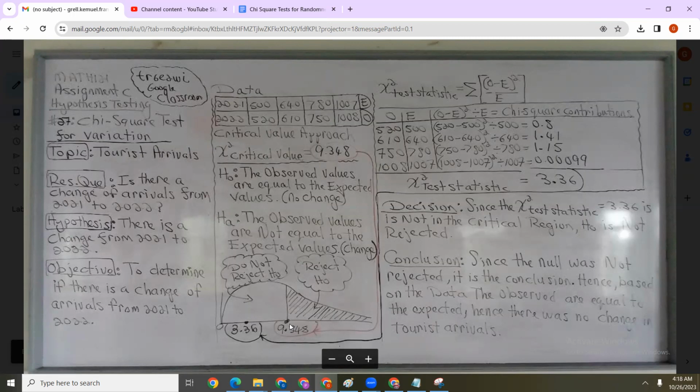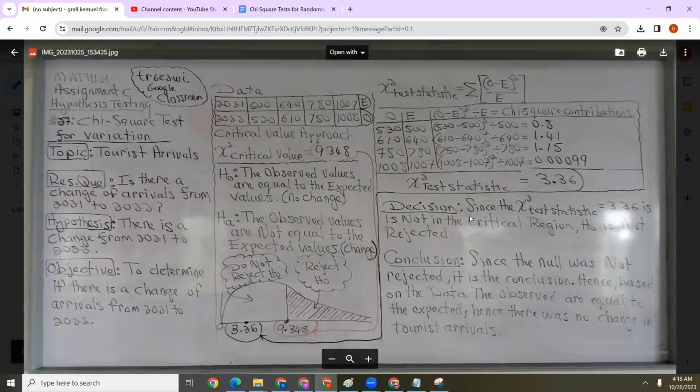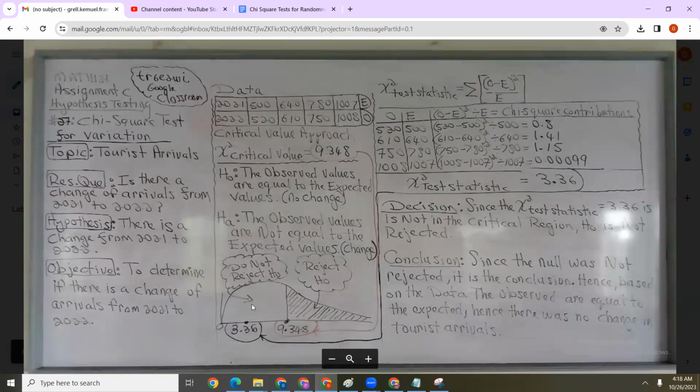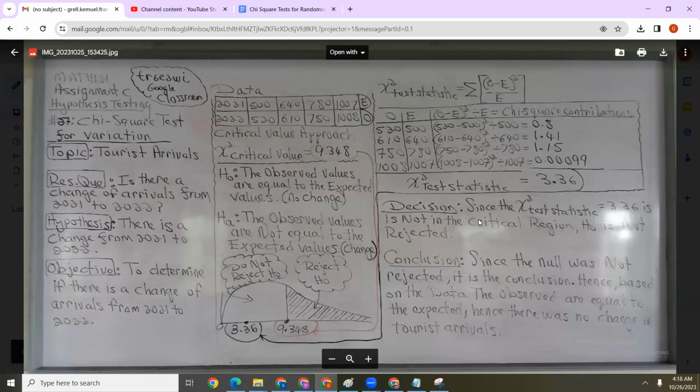So we've got to place 3.36 in an appropriate region. Is it between 0 and 9.348, or is it after 9.348? Clearly, 3.36 is less than 9.348. So it has to be anywhere between 0 and 9.348. So we can clearly see that the test statistic is telling us do not reject the null. So that is what we've got to conclude.